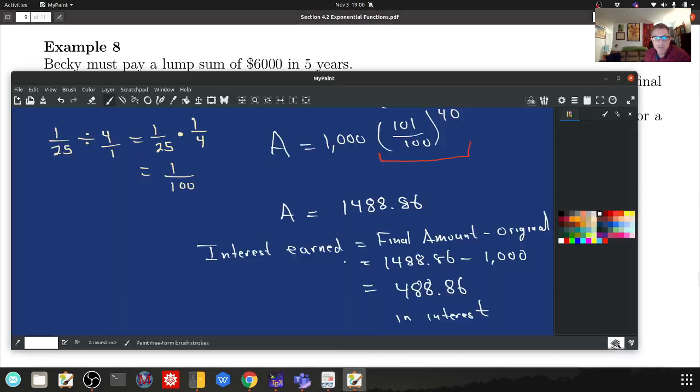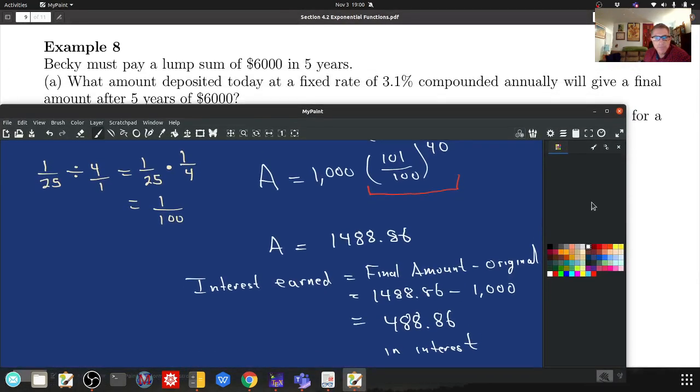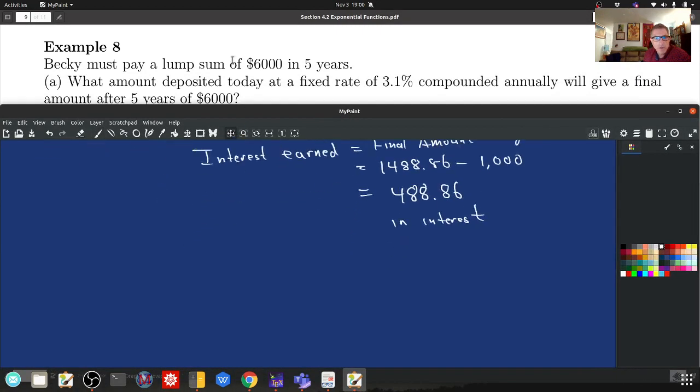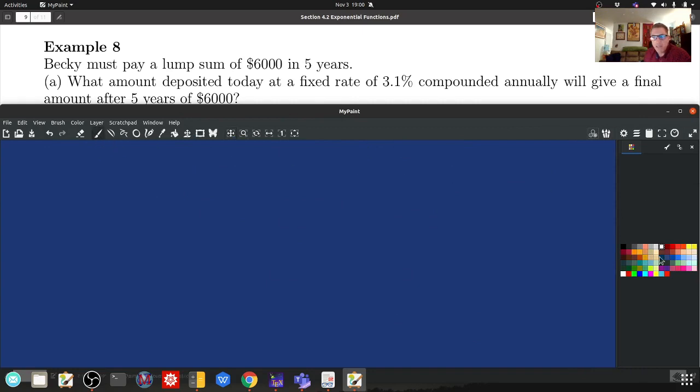So let's do this. So again, my guiding equation is A is equal to P times 1 plus my interest rate over N raised to the N times T. So what amount deposited today? So our variable P is our unknown.